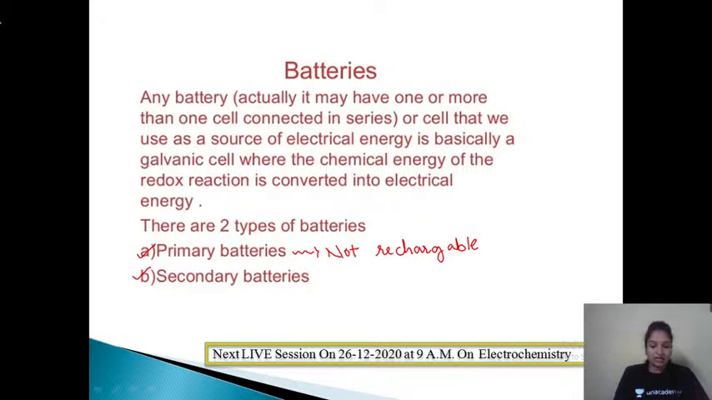Coming to secondary batteries, what is the meaning of secondary batteries? Secondary batteries are those which can be used again and again. That means if you use it once, you can recharge it and use it again. That is known as a secondary battery. So it has many different cycles of usability.